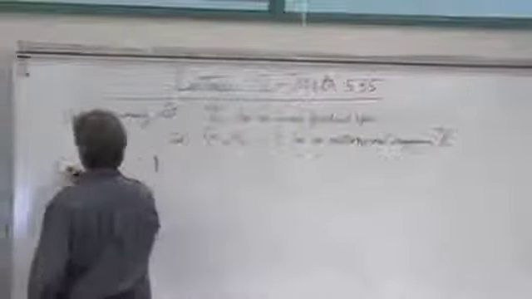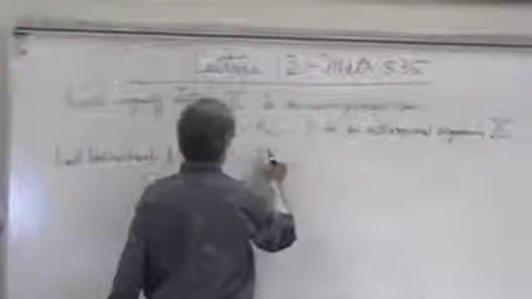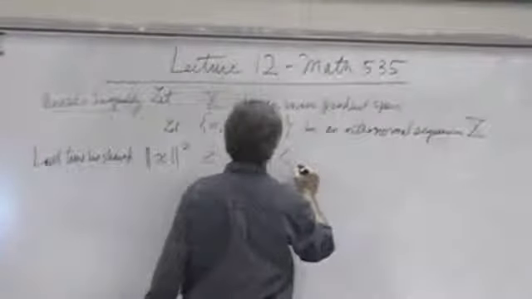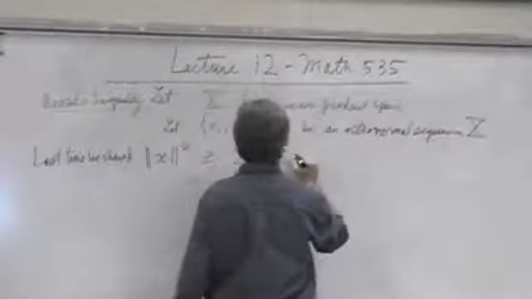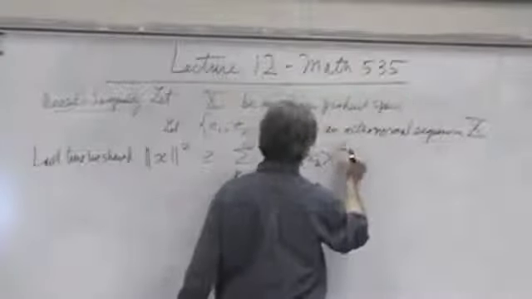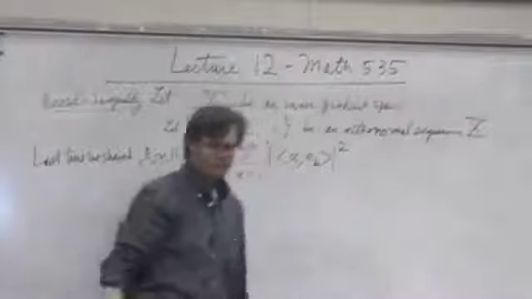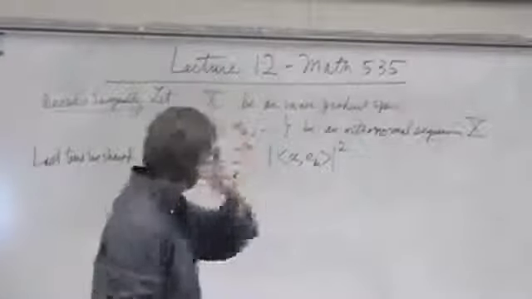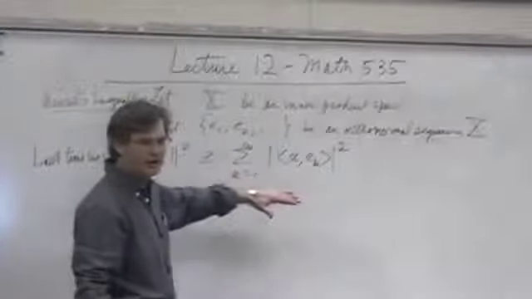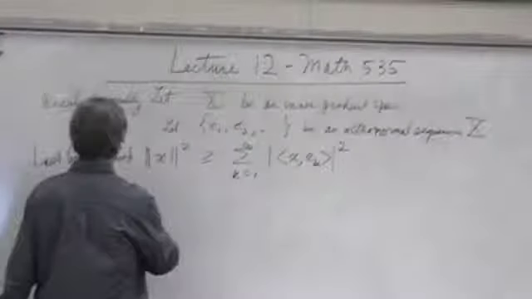Then we showed last time that the norm of x squared is greater than or equal to the sum, k goes from 1 to infinity, of the square of the absolute values of the Fourier coefficients. And we kind of went through a little bit of a long-winded proof. It's not that difficult actually to prove this, because you can see a quick proof.